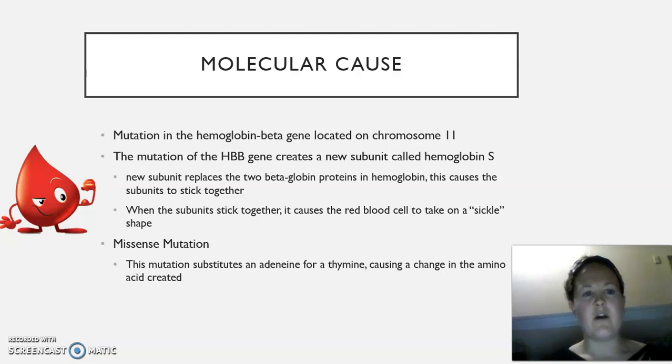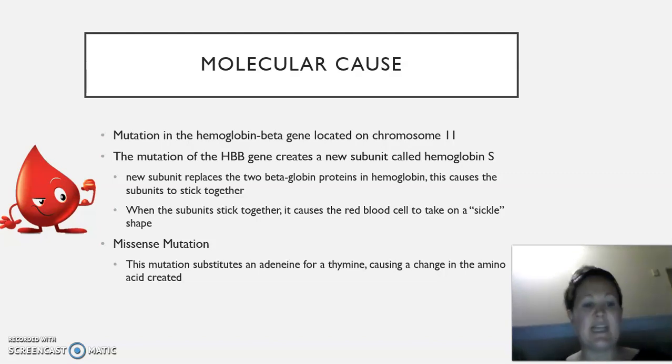So the molecular cause of sickle cell disease is a mutation in the hemoglobin beta gene, like I described earlier, which is located on chromosome 11. And what happens is this mutation creates the new subunit called hemoglobin S, which, like I said before, replaces the beta gene with the hemoglobin S. And then instead of allowing the 4 units to work together, it causes the subunits to kind of stick together, and that's what creates that sickling shape rather than the round shape.